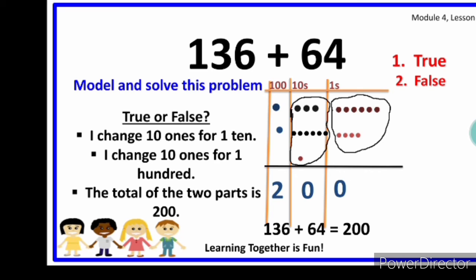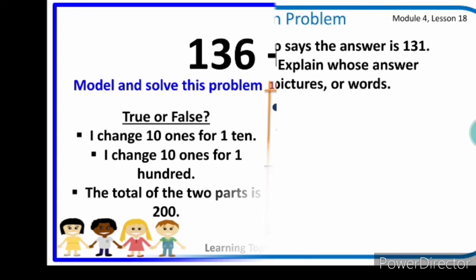Now the third one. The total of the two parts is 200. When we added 136 plus 64, what did we get? Good, we got 200. So the answer is what? True. The total of the two parts is 200.